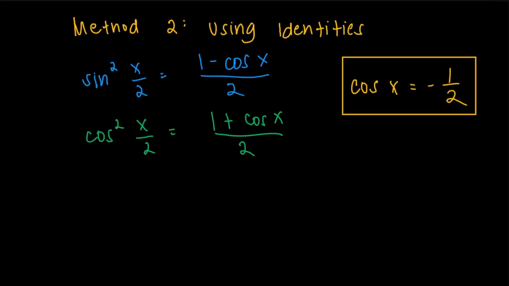For the second method, we can use some identities to help us here. Now, take note of the value that we're trying to get. We're trying to get tangent squared of x over 2. Now, we can try to recall the half angle identities. I have the two half angle identities here. I just squared them. So those two are the half angle identities.